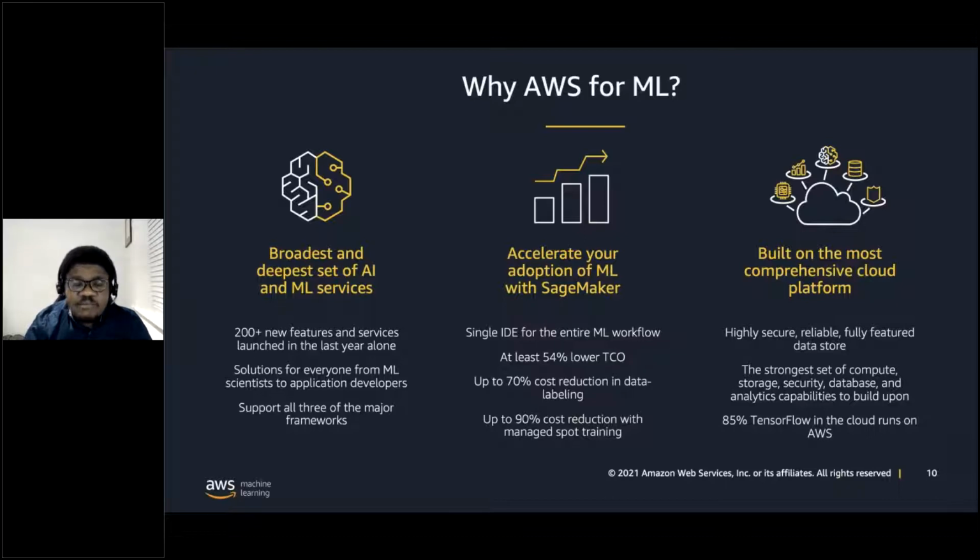And finally, the AWS cloud has quite a lot of services. It is the most comprehensive cloud platform in terms of security, reliability, and our featured data store, S3, which we'll be talking about a bit more during the demo, and also a range of services from compute, storage and security that can help customers to really build machine learning models on AWS.